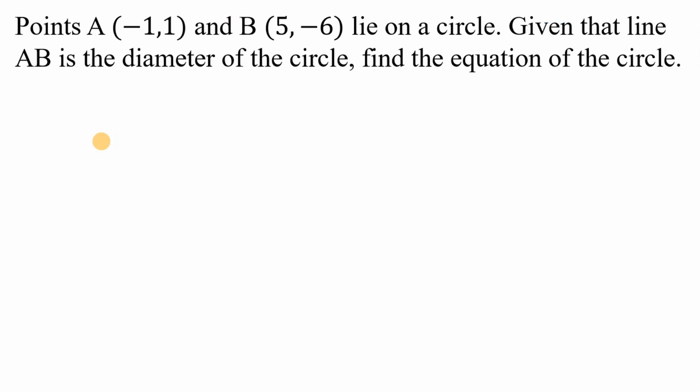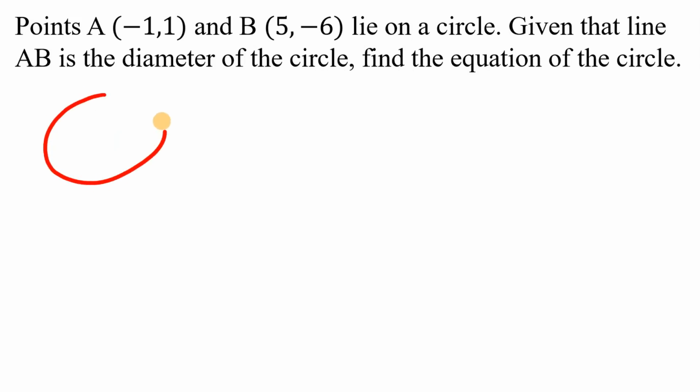Okay, so here's an example question where we're told the points A, which is (-1, 1), and B, which is (5, -6), lie on a circle. And given that line AB is the diameter of the circle, we need to find the equation of the circle, okay? So for questions like these, I would always recommend drawing a quick diagram to help you visualize what's actually going on. It doesn't need to be accurate.